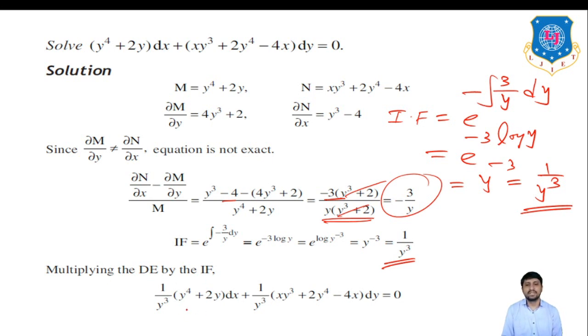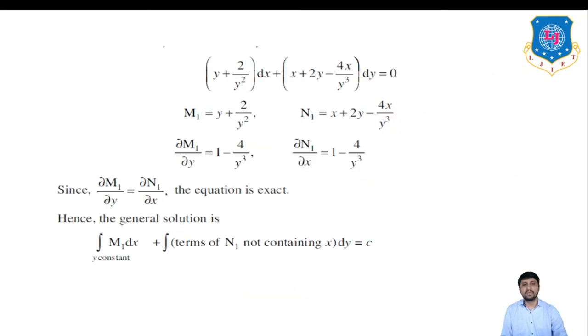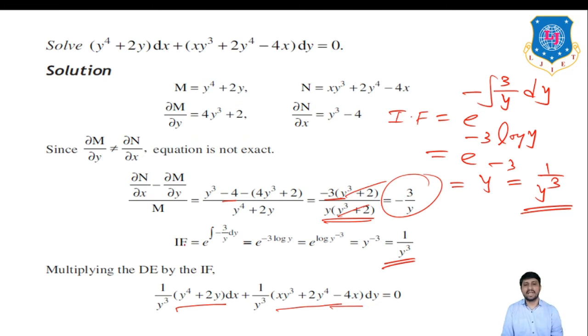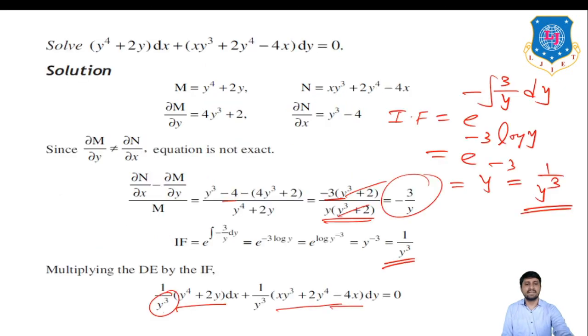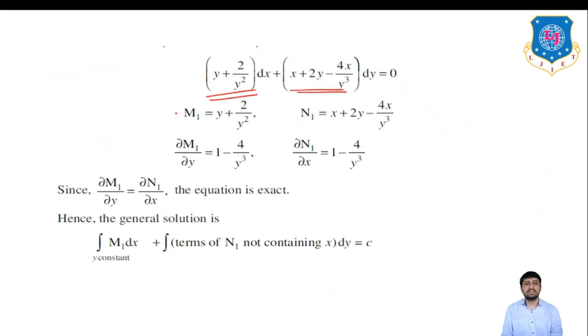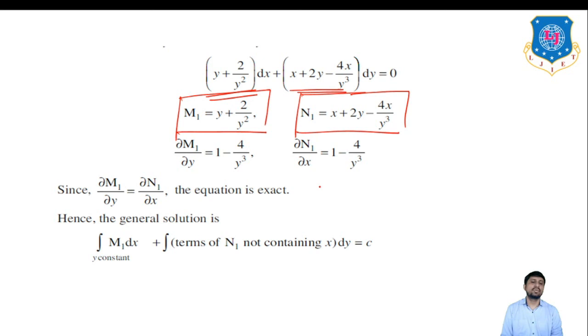So 1 upon y cube times (y raised to 4 plus 2y), plus 1 upon y cube times (xy cube plus 2y raised to 4 minus 4x) dy, is equal to 0. The y cube will cancel out. So (y plus 2 by y cube) dx plus (x plus 2y minus 4x by y cube) dy is equal to 0. So M1 is equal to y plus 2 by y cube, and N1 is equal to x plus 2y minus 4x upon y cube.